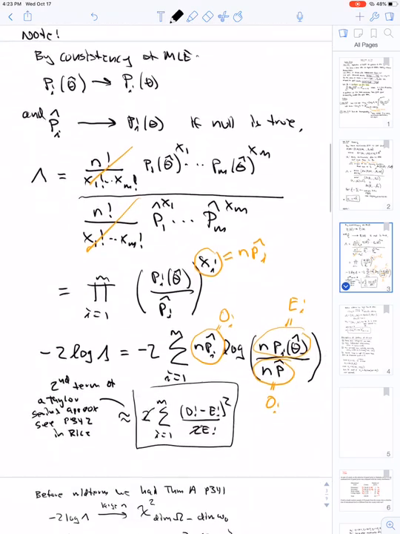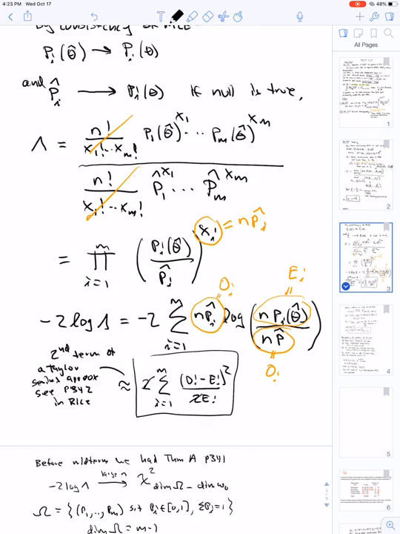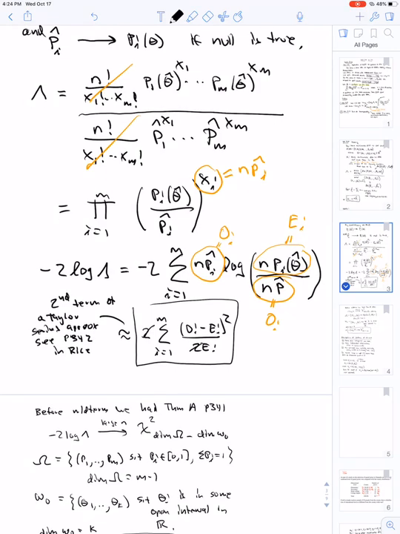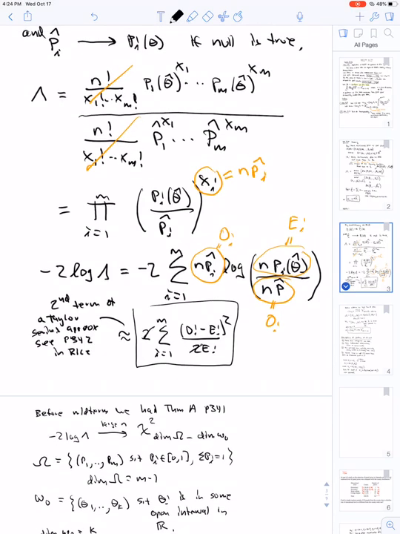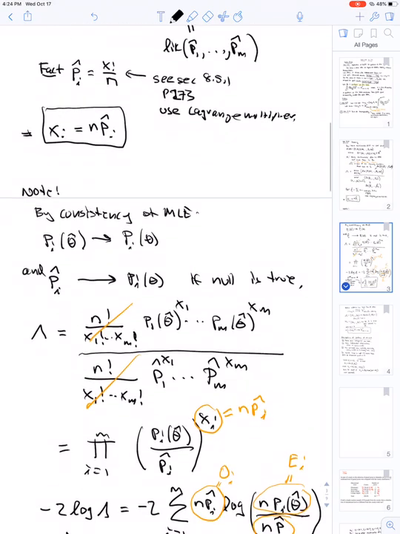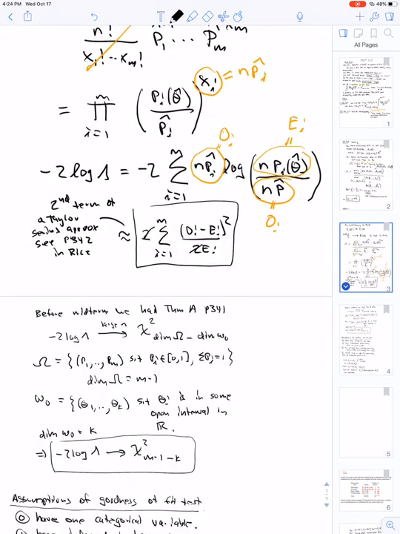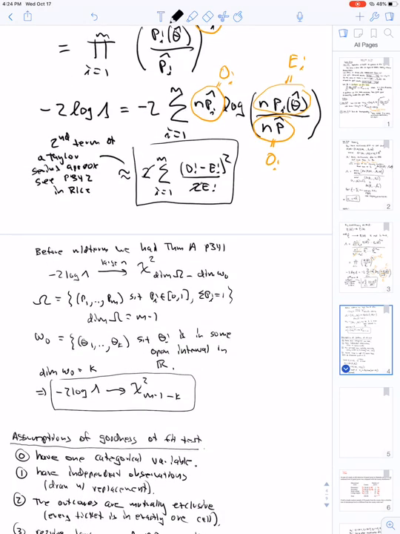Now the likelihood is just the formula for the multinomial distribution, so the numerator and denominator are just given by the multinomial distribution. The factorial stuff cancels, thank goodness, and we basically get a product of pi theta hat over pi hat to the xi. Xi is n pi hat, and so minus 2 log lambda is minus 2 sum n pi hat log of n pi theta hat over n pi hat. So that's log Ei over Oi. And now it's starting to look pretty good.